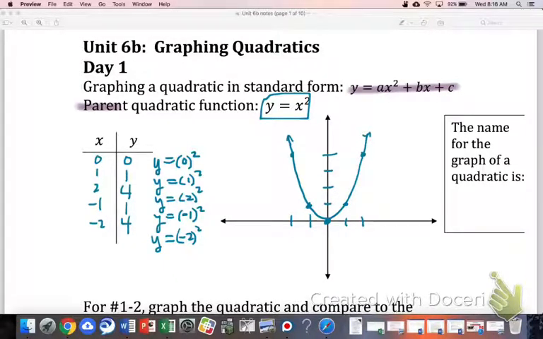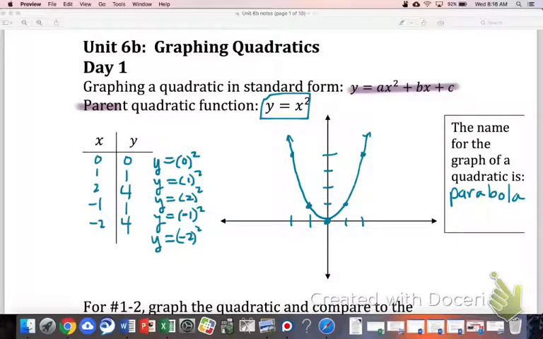I think you all are going to learn something brand new. This is lovely. Here's the name of that graph. Parabola is the way you say that. How do you say that? Parabola. So you put emphasis on the second A. So it's not a parabola.